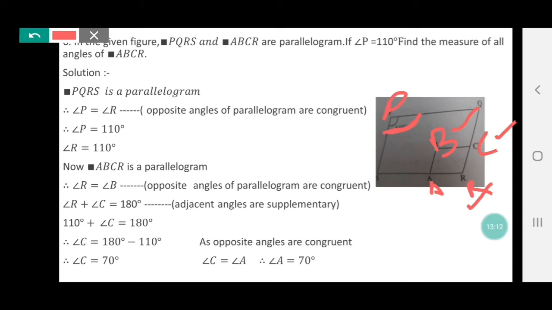Substituting the value, 110 plus angle C equal to 180 degree. So angle C is equal to 180 minus 110. Angle C will be equal to 70 degree. Now angle C is equal to angle A, right? So measure of angle A is also equal to 70 degrees. So B and R are 110 and A and C are 70 degree. Clear? Now we move on to the next part. I hope this part is clear to you now.